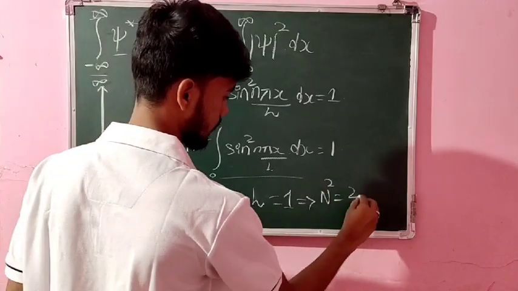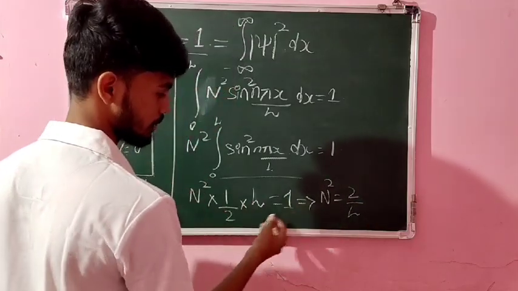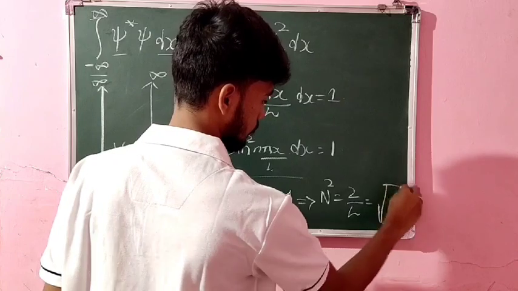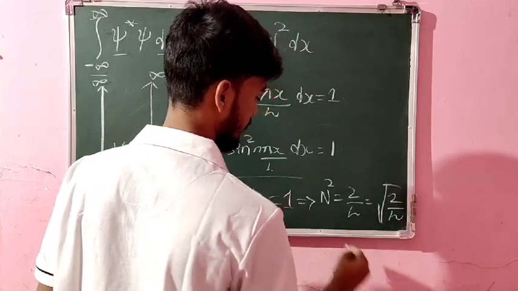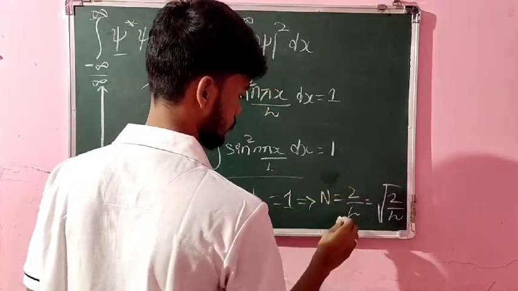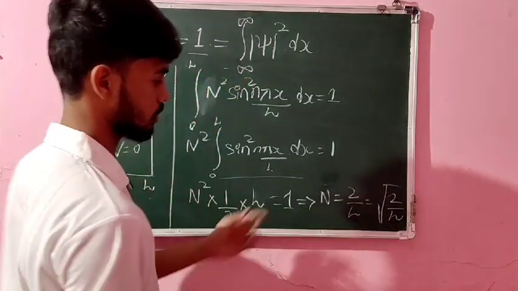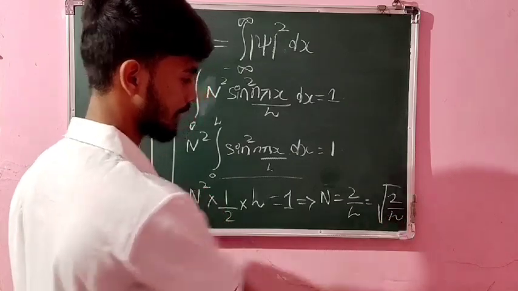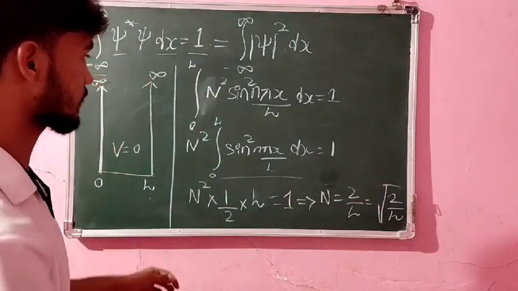So it will be 2 by L. Finally, we will get N equals root 2 by L. Take the square and shift it to the right side, and you will get root 2 by L, which is the normalization constant as we have stated.